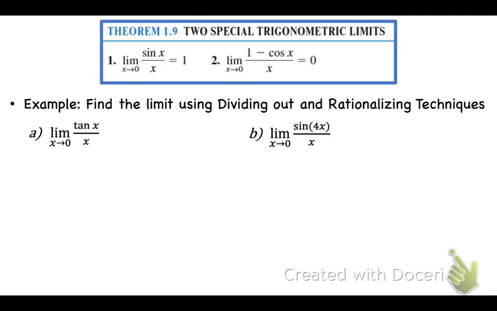Okay, find the limit using the dividing out, rationalizing, or that rule that we've got. The first one's 1. Why? Because there's a rule that says so. No, the rule says sine of x over x. Correct? I guess so. So, what can we do? Well, can we rewrite it? Tangent? What's tangent?